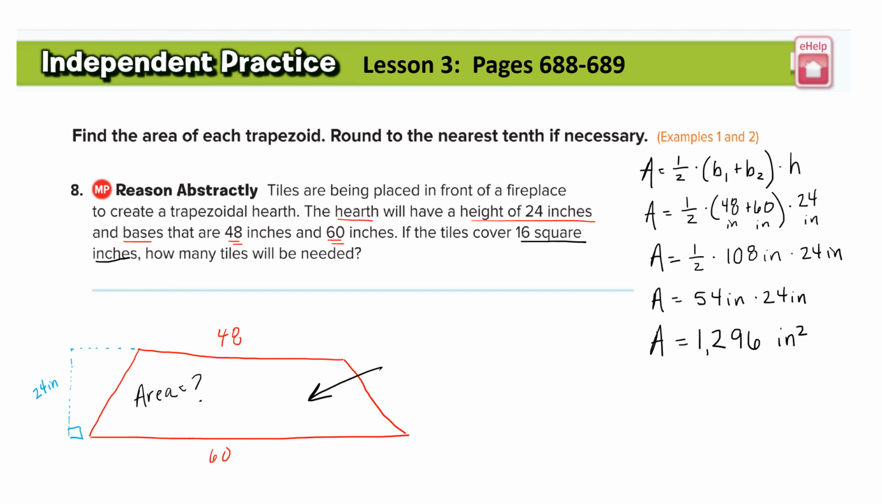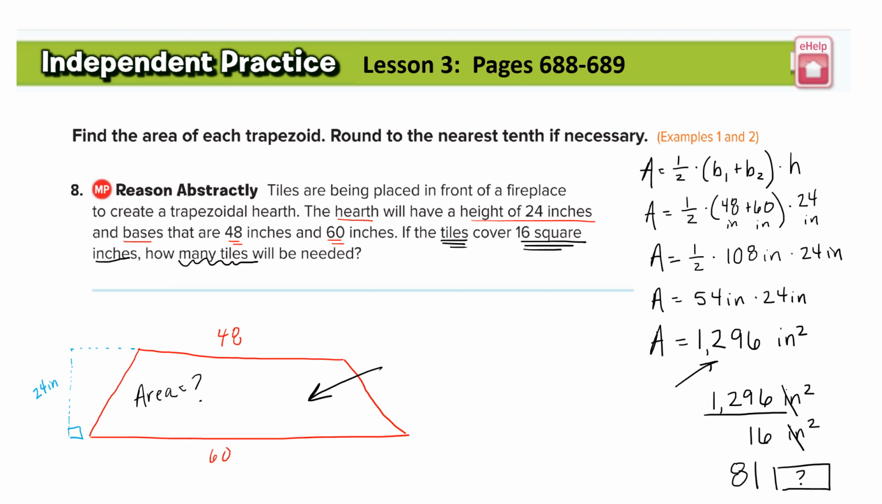Now, each tile covers 16 square inches. So I'm going to divide this by 16 square inches. It will look like this. 1,296 inches squared divided by 16 inches squared. Now, notice how inches squared and inches squared are going to cancel each other out. And now in our calculator, 1,296 divided by 16 equals 81. And you might ask yourself, well, what's the unit? There is no unit because the question is, how many tiles will there be? And the answer is 81 tiles. Okay.